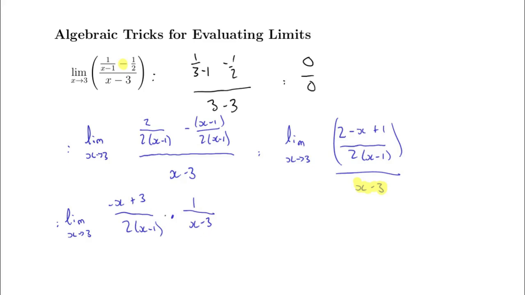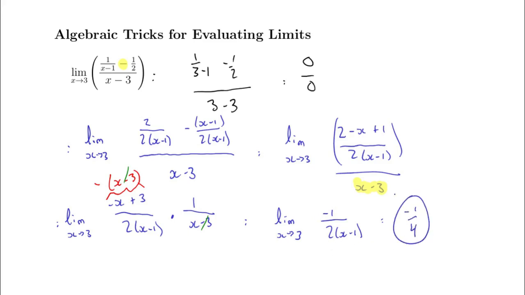You can see that these are pretty close to the same thing, right? If we factor out a negative on this negative x plus 3, this becomes negative x minus 3, and now the x minus 3's can get canceled out, right? So what we're left with is this limit as x approaches 3 of this different function, but it's the same as this original function everywhere except at 3. So we've got negative 1 over 2 times x minus 1. And now if you evaluate at 3, we've got negative 1 over 2 times 2, or negative a fourth.